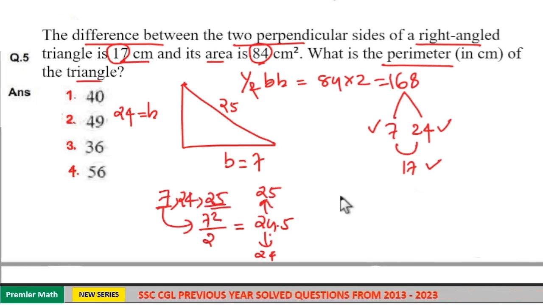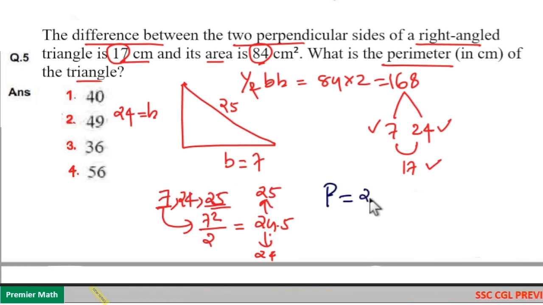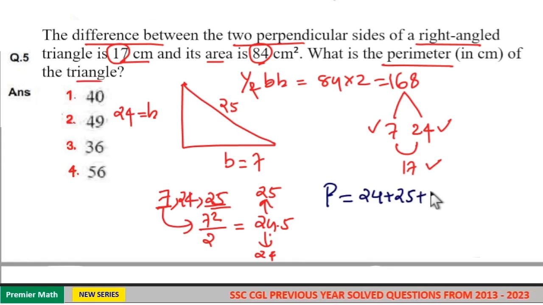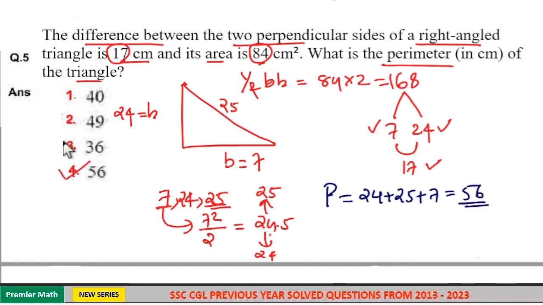And here your answer is: the perimeter is equal to 24 plus 25 plus 7, which is 25 plus 25 is 50, 50 plus 6, 56. So option 4 is your answer.